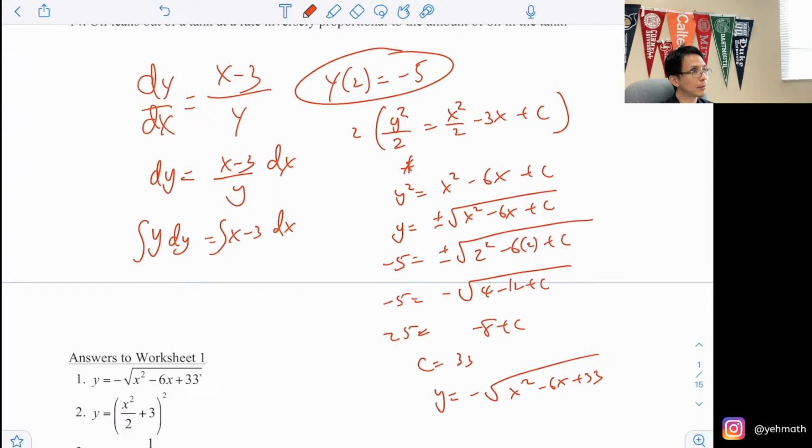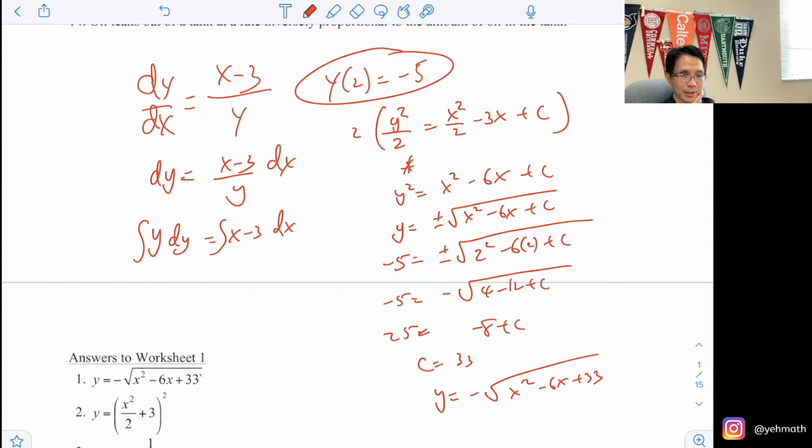Questions? Why is there a negative in front of the square root? It has to be negative because the initial condition is -5 when x is equal to 2. If you plug in 2 there with the positive root, you're going to get +5. You're not going to get -5. So therefore, it has to be the negative version of the square root in order to work.